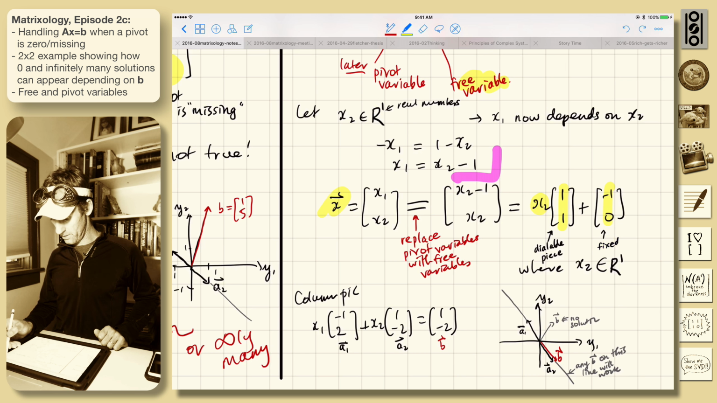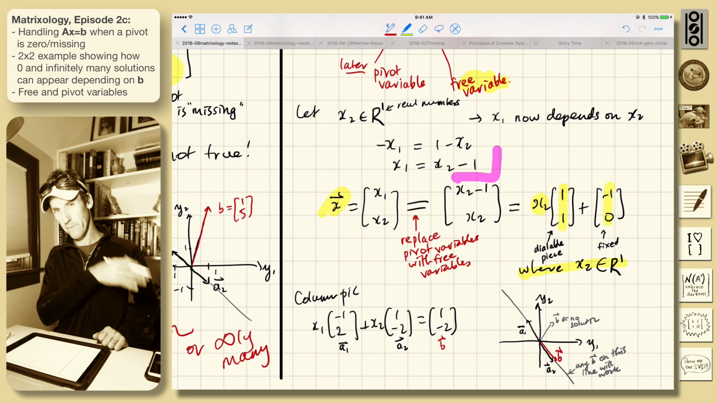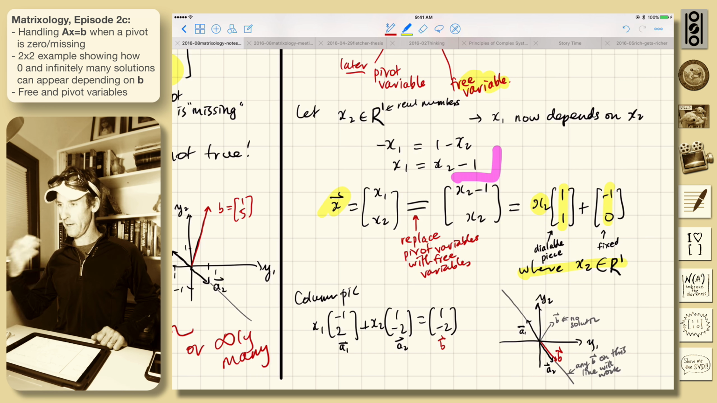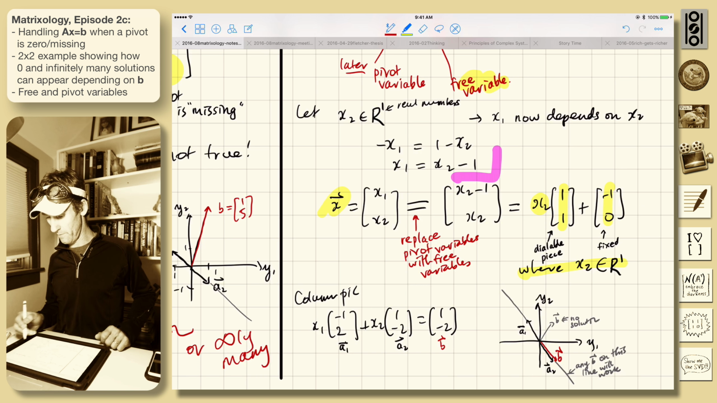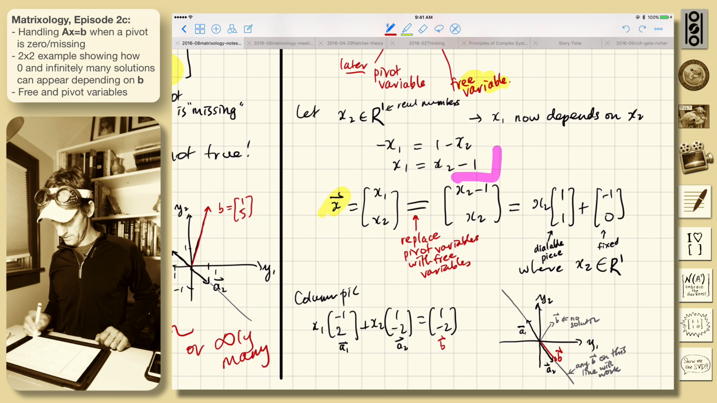You're excited. Okay, so... And then this is an important thing to add. You always have to put this where x2 is an element of the real numbers. It could be x2 and x7, right? You list all the free variables. Good. So let's make sure we understand that this is working, right?